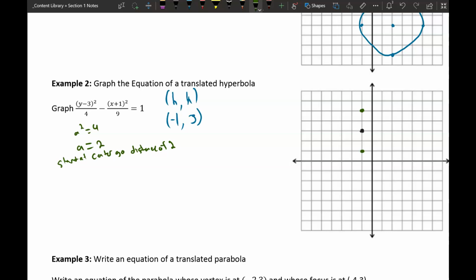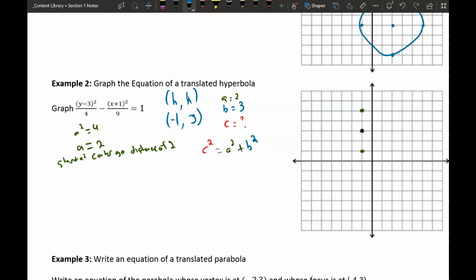Now, if we wanted to find our focus, we know a is going to be 2, b is going to equal 3, since 3 squared is 9, and we don't know what c is. c equals question mark. What is the equation that relates these? We know c squared is going to equal a squared plus b squared for hyperbolas.